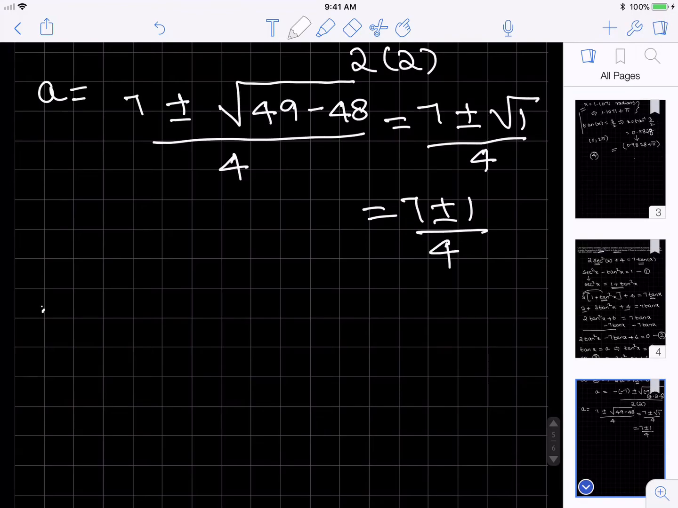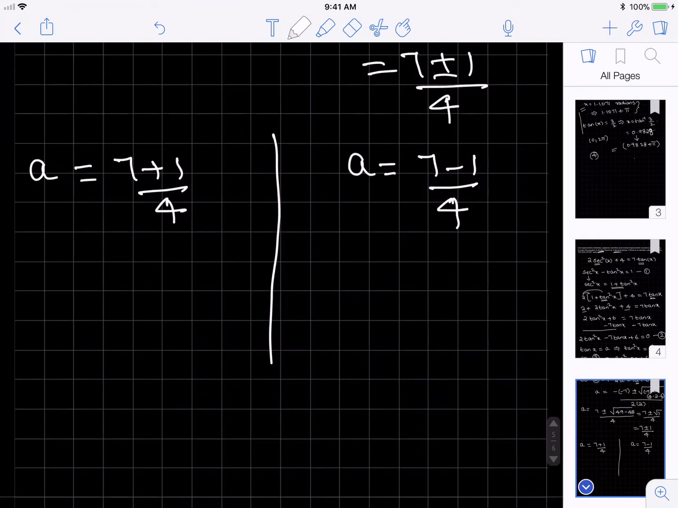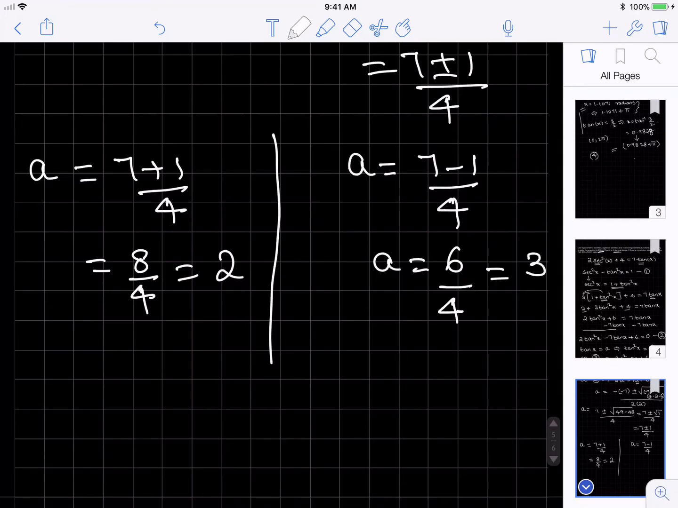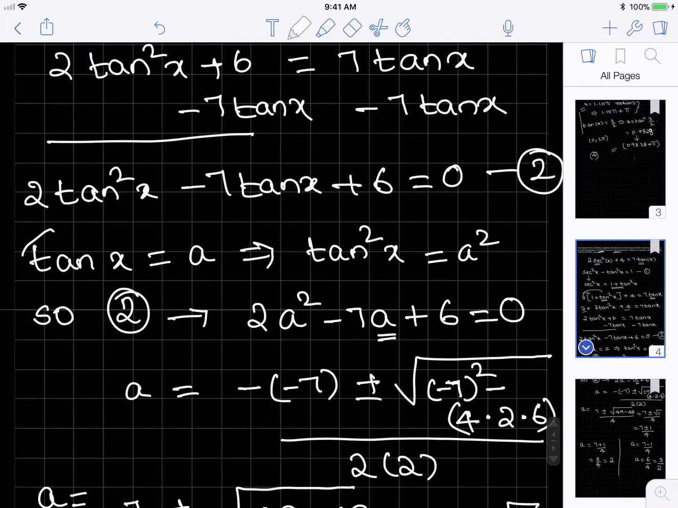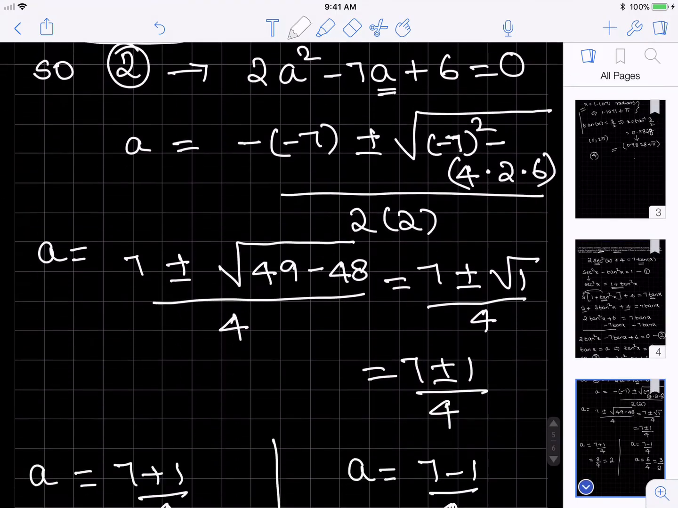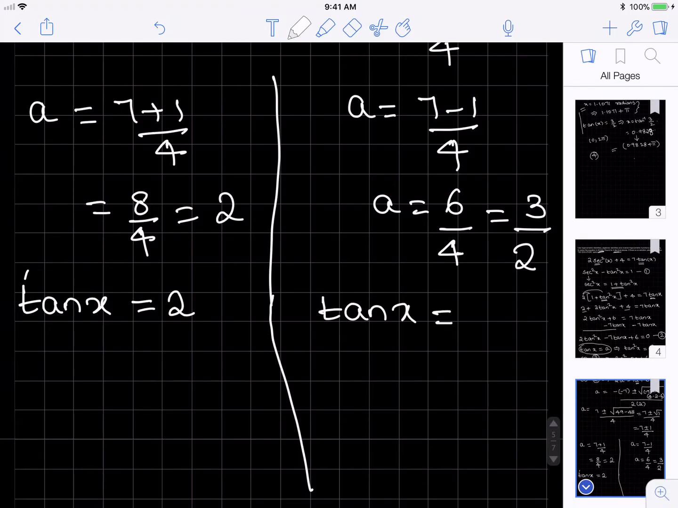Now we have two situations. a is 7 plus 1 over 4, and a is 7 minus 1 over 4. Here 7 plus 1 is 8 over 4, which is equal to 2. Here a equal to 6 over 4, which can be further simplified as 3 over 2. But if we look carefully on the top, we have substituted tan x in place of a. So what we need to do now is replace back a as tan x, which means tan x equal to 2 and tan x equal to 3 over 2.